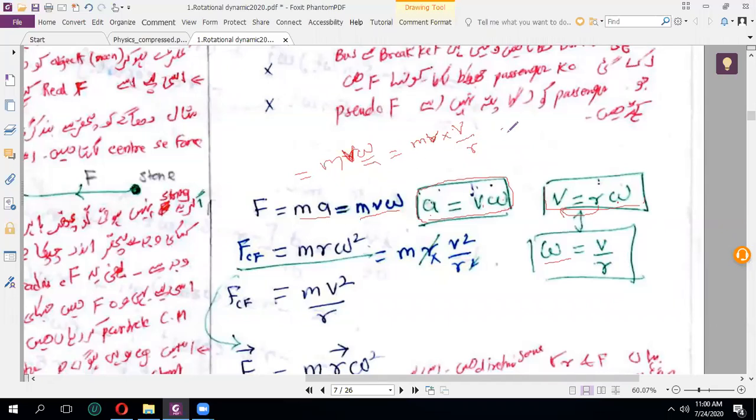So what we are getting? v into v is m v square upon r, right? Now understood why, how we are getting this formula m v square upon r? Okay. Now one more formula, m r omega square.